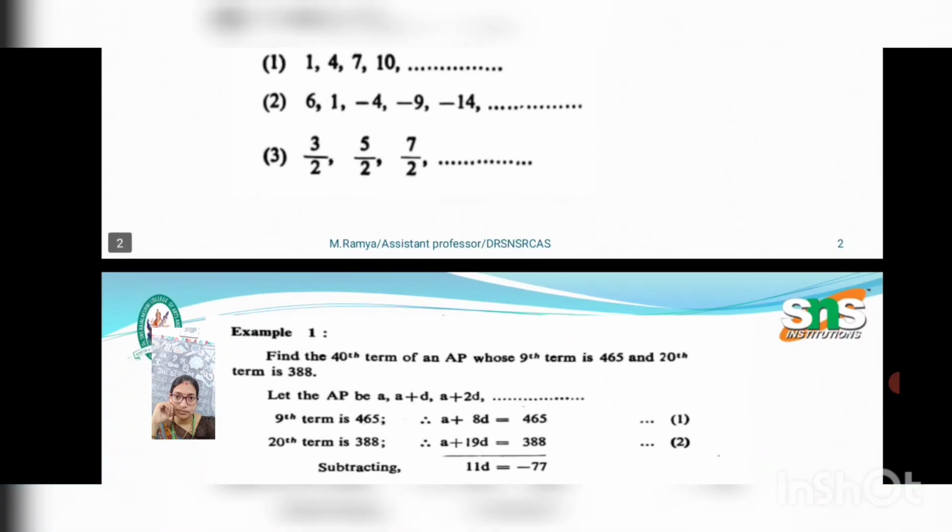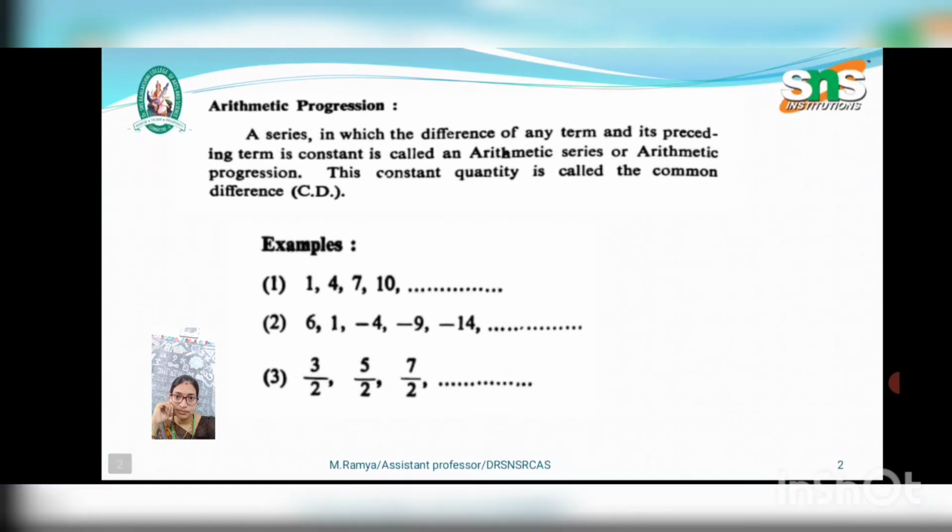Same, the third example. This is an arithmetic progression. Arithmetic progression is a series in which the difference of any term and its preceding term is constant. What is the preceding term in this series? 1 is the first term. 4 is the second term. The next term is 7. That is the preceding term. That is the arithmetic progression.